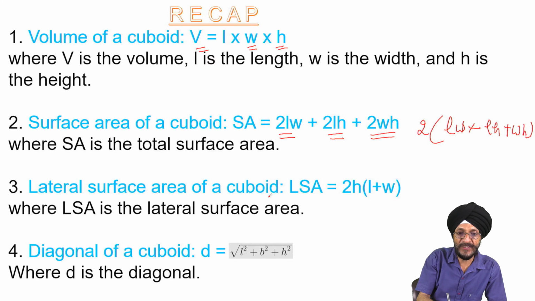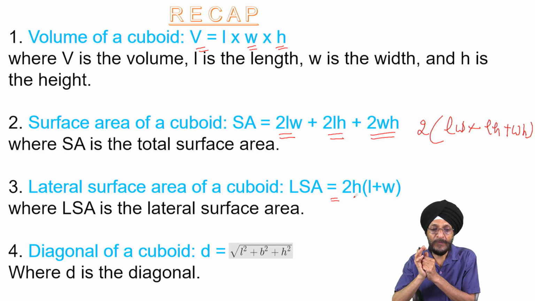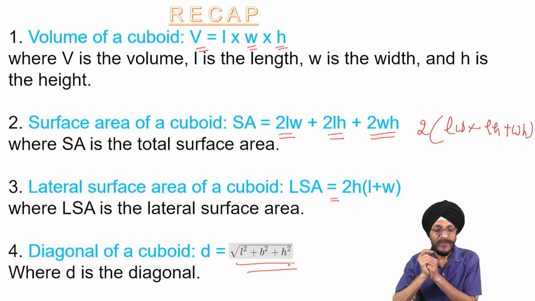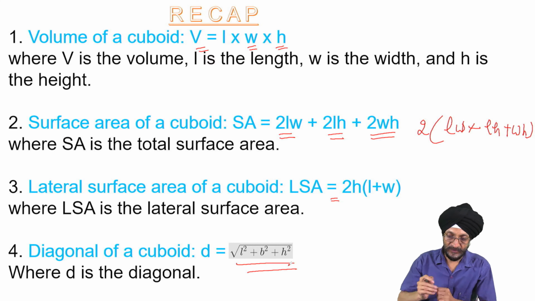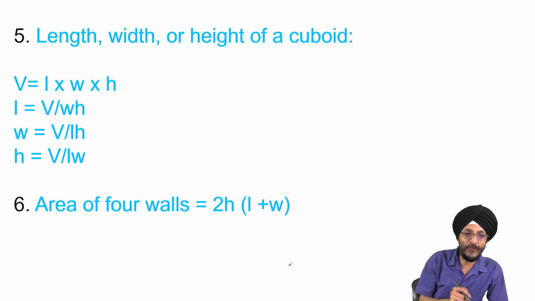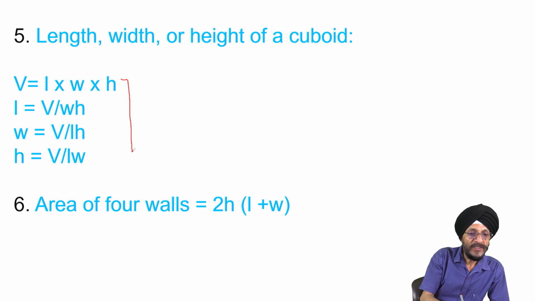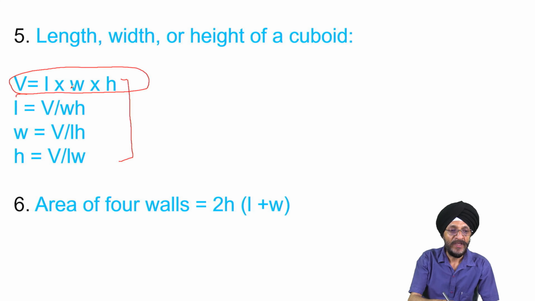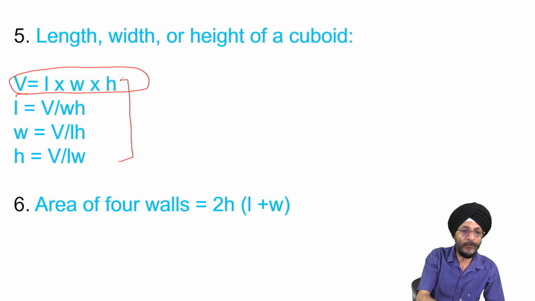When we are to find out the lateral surface area, we can find it as 2h multiplied by L plus W. And to find out the diagonal of a cuboid, we can use the formula under root length square plus breadth square plus height square. And to find out the length, width or height of a cuboid, we simply remember the formula of volume. Volume is equal to length multiplied by width multiplied by height, and when any two items are given, we can calculate the third item. And to calculate the area of four walls, we can also use this formula.